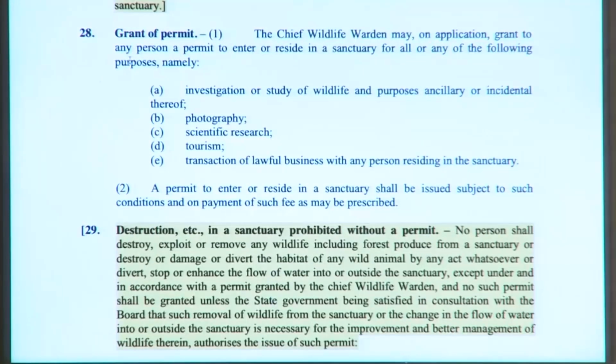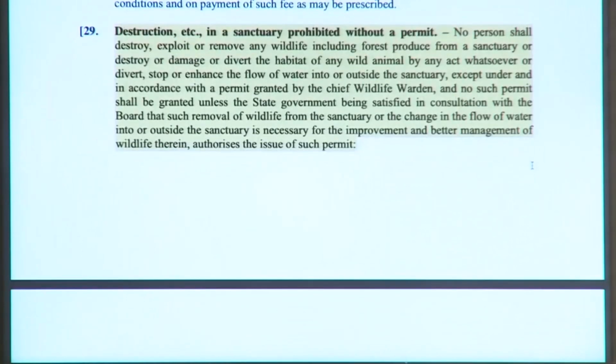Then under section 28, the chief wildlife warden can give permit for certain situations such as investigation, study of wildlife, photography, scientific research, tourism, transaction of lawful business with any person residing in a sanctuary. So, there are provisions that are available. Then section 29 is a very important section. It says that destruction etc., and mind this word etc., in a sanctuary prohibited without a permit.